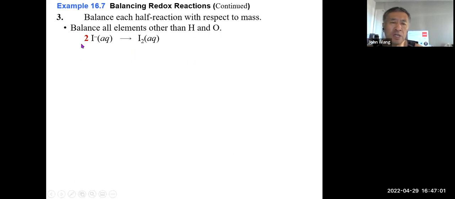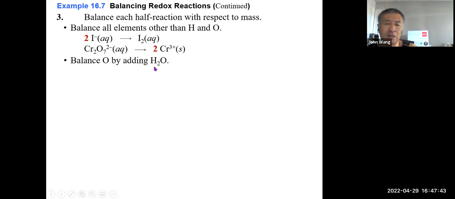So in the equation we got before we put these two, they are not balanced. Now we put 2 here to balance the I. In this equation, it's simple. There's only one element. So once you balance the iodine, everything is balanced in terms of mass, but the charge is not. So let's first balance the mass for both equations. In this equation, before we put these two here, we only have Cr2O7 2-, and Cr3+. Therefore, we have to put a 2 here to balance the Cr. Once you balance the atoms that are not H and O, you will balance the oxygen by adding H2O. So you have a lot of procedure to follow.